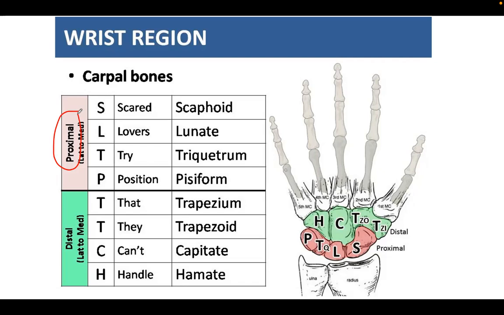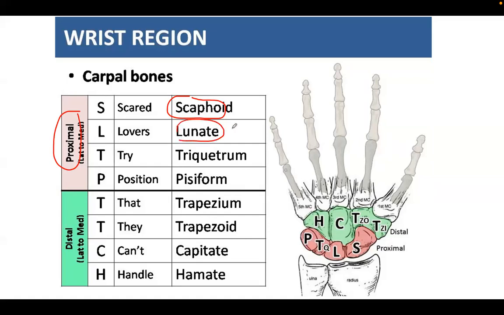Why memorize the proximal? Because if you count and use your body as an atlas, you're going to start with the proximal first. And the second reason why I strongly encourage the proximal is because clinically, the most common fractured carpal bone is what? What is the most common fractured carpal bone? It's the scaphoid. The most common fractured carpal bone is the scaphoid. What is the most common dislocated carpal bone?